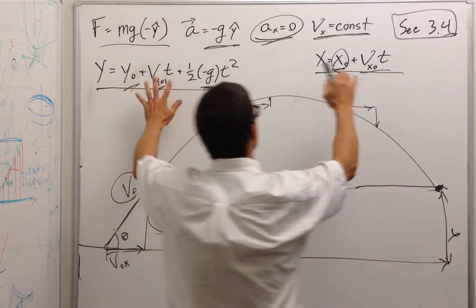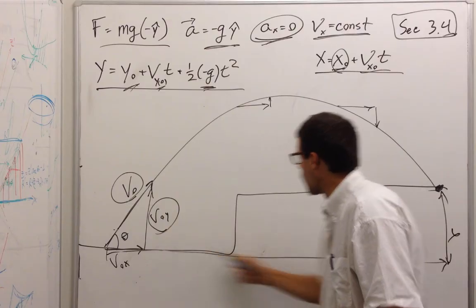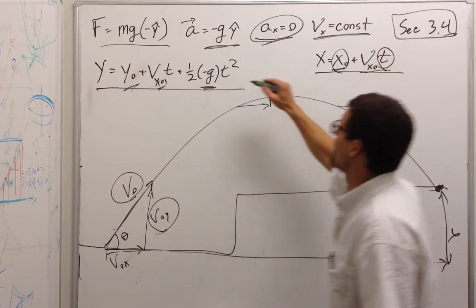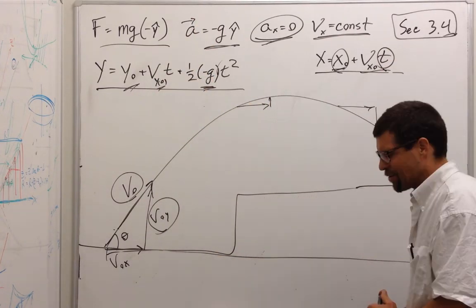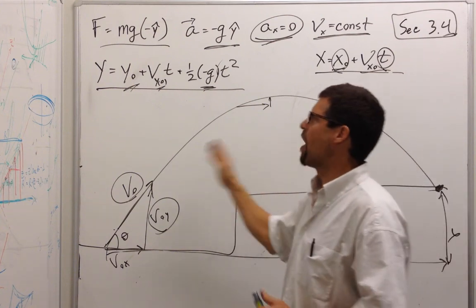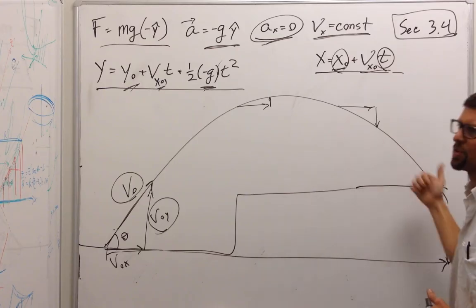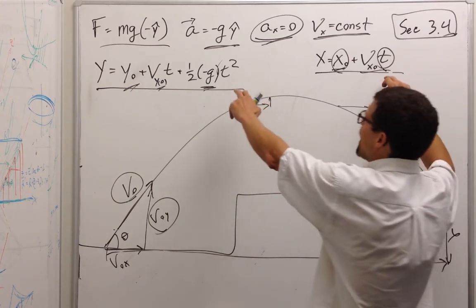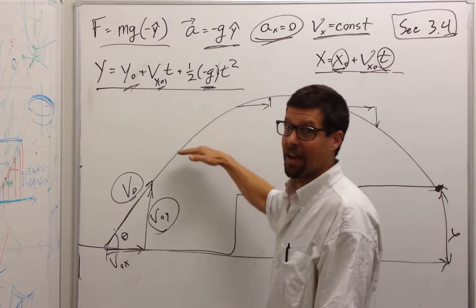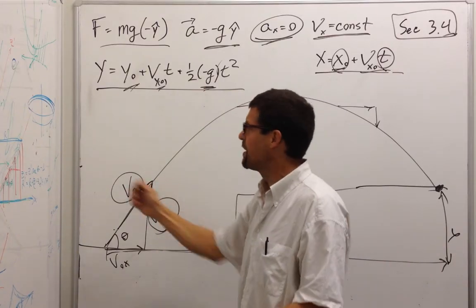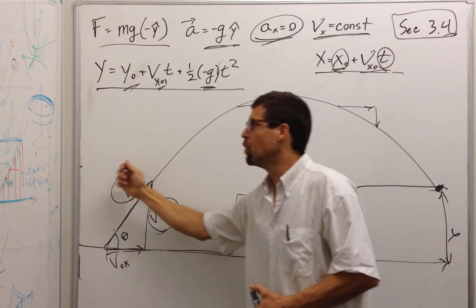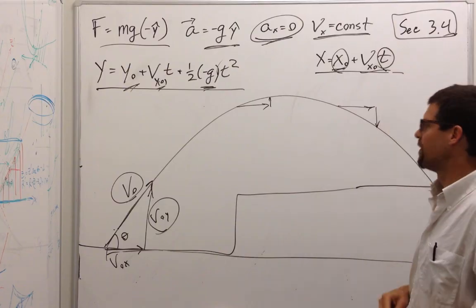And what links these two? Well, it's moving forward for the same amount of time that it's moving up and down. So these are coupled equations in x and y, where y tells its elevation and x tells its horizontal displacement, and they both rely on time. So remember, your vertical time, how long you're in the air going up and down, is the same amount of time as you're moving forward at this constant velocity.